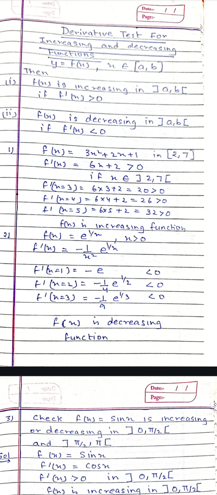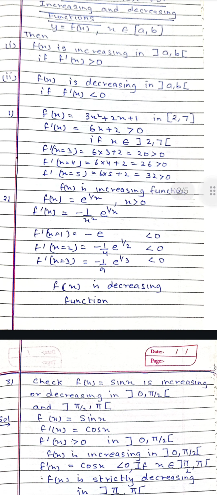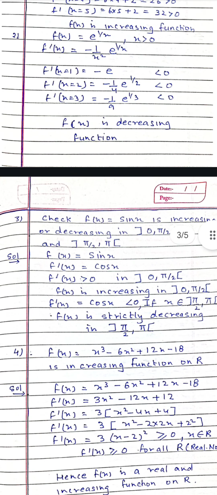Consider f(x) is equal to e to the power 1 upon x, where x is greater than 0. f dash x is equal to minus 1 upon x square e to the power 1 upon x. f dash x for x is equal to 1 is minus e, less than 0. f dash x for x is equal to 2 is minus 1 upon 4 e to the power half, less than 0. f dash x for x is equal to 3 is minus 1 upon 9 e to the power 1 upon 3, again less than 0. So the function is a decreasing function.